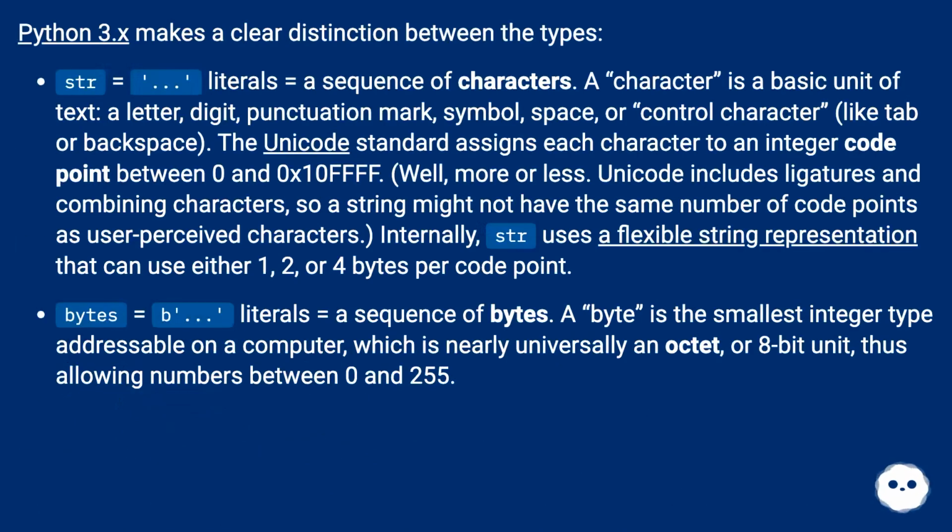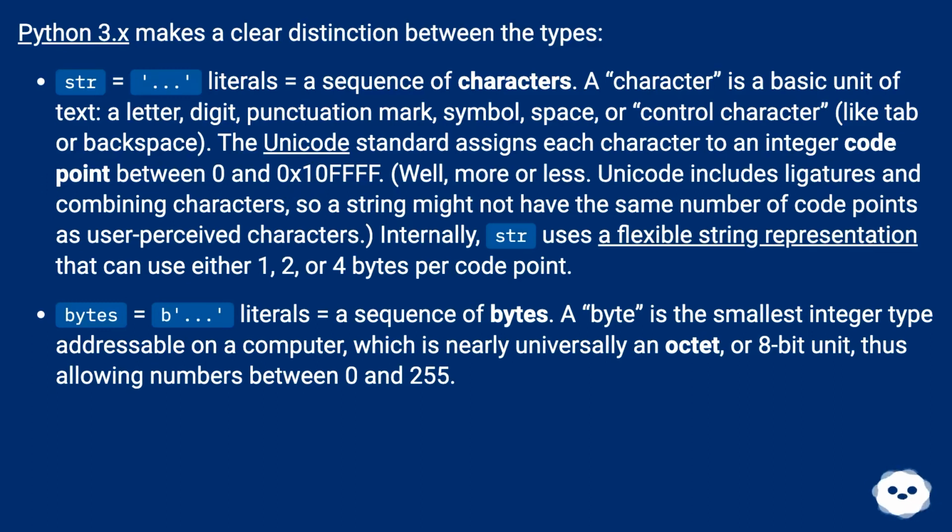Python 3.x makes a clear distinction between the types. str literals are a sequence of characters. A character is a basic unit of text: a letter, digit, punctuation mark, symbol, space, or control character, like tab or backspace. The Unicode standard assigns each character to an integer code point between 0 and 0x10FFFF. Well, more or less. Unicode includes ligatures and combining characters, so a string might not have the same number of code points as user-perceived characters. Internally, str uses a flexible string representation that can use either 1, 2, or 4 bytes per code point.